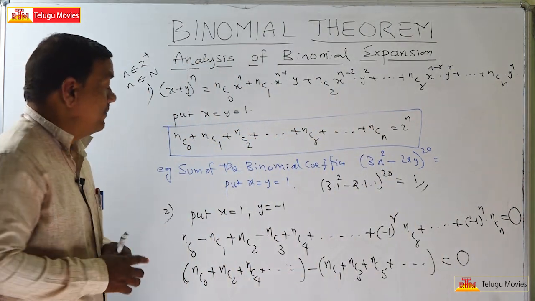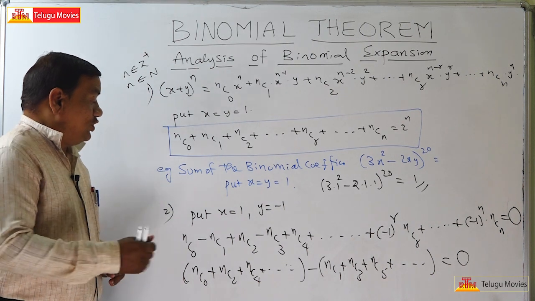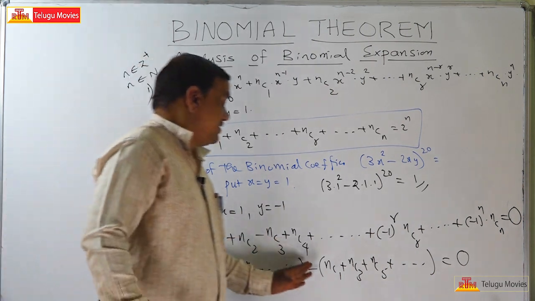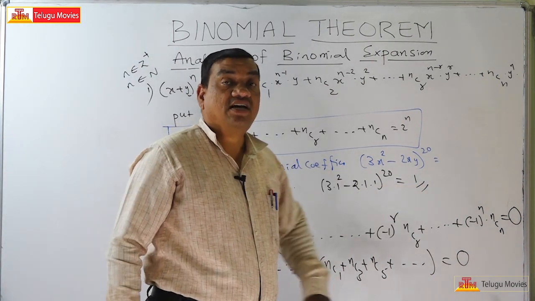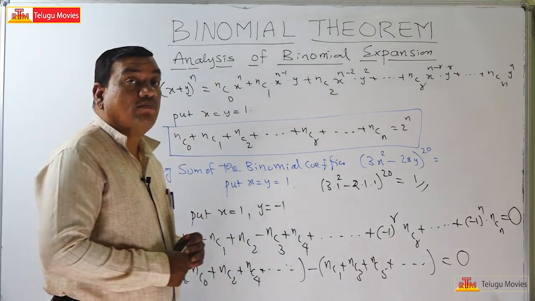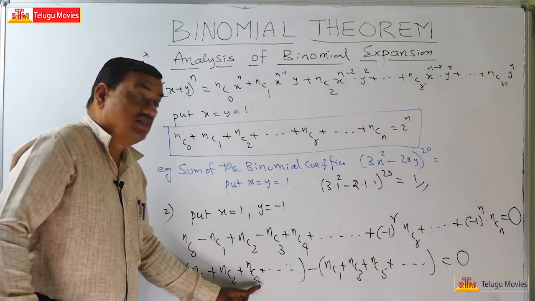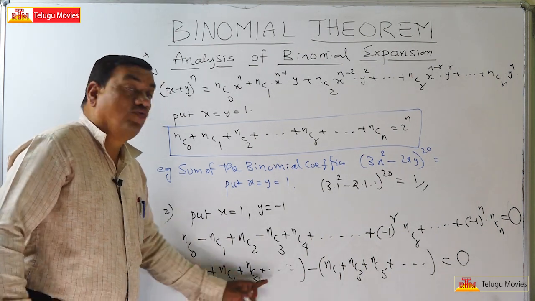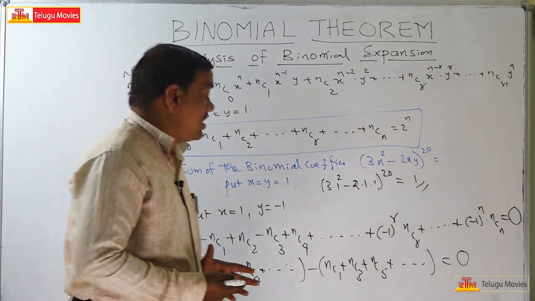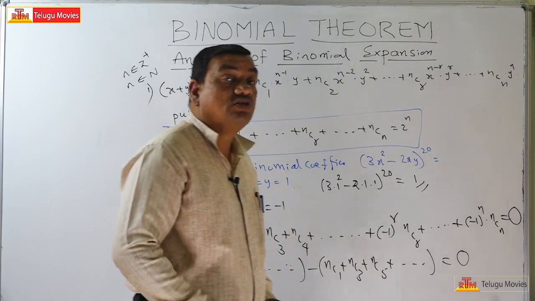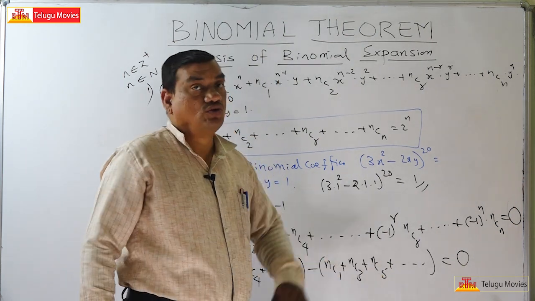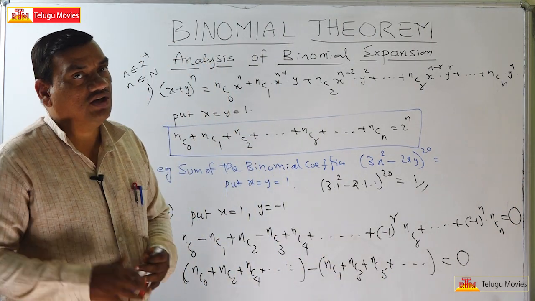Okay, now? Right. Let us continue the class. Now let us take these minus terms to the right hand side. Let us see the sum of the binomial coefficients of even suffixes, so 0, 2, 4, and again we will see the sum of the binomial coefficients of odd suffixes 1, 3, 5, and so on. So let us continue the class.